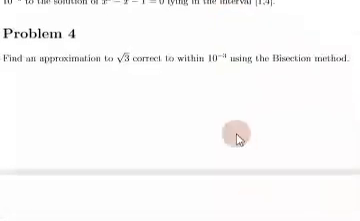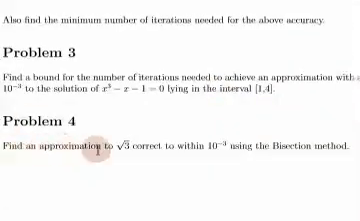Now let's look at this one. Find an approximation to the square root of 3 correct to within 10 to the minus 3 using the bisection method. Alright, so you know that.